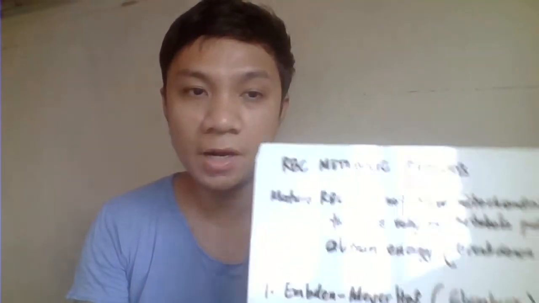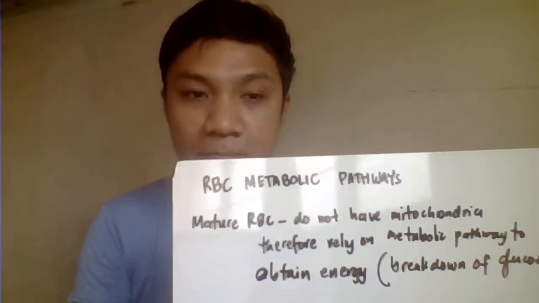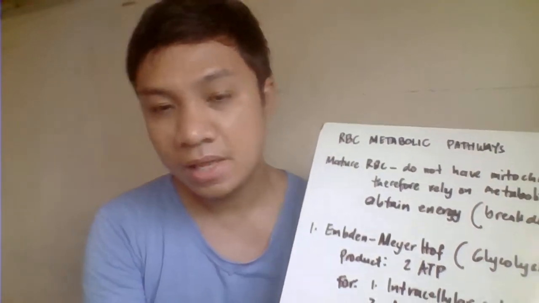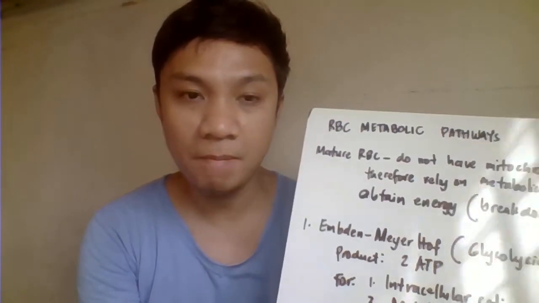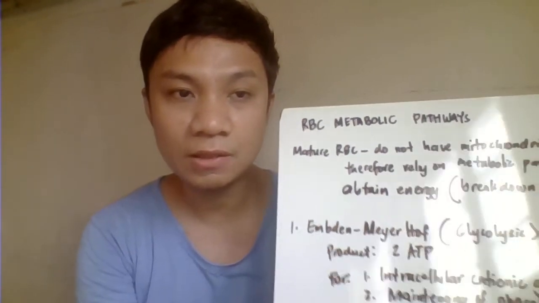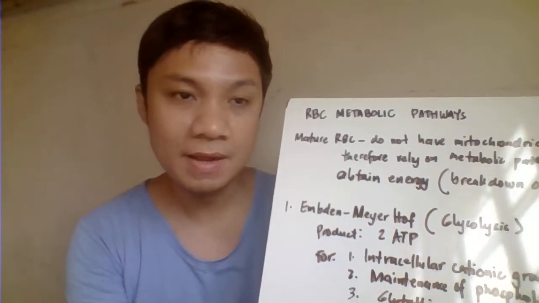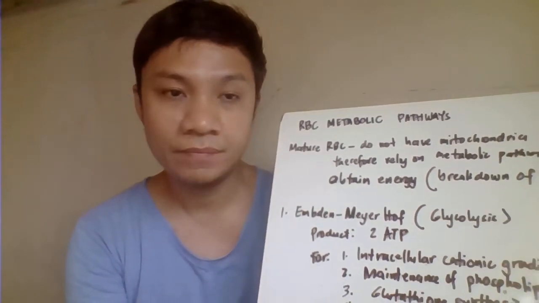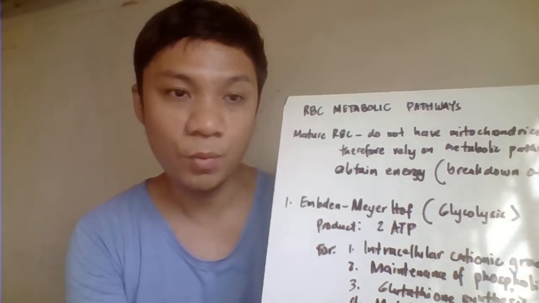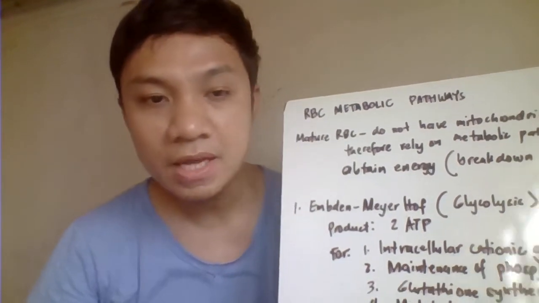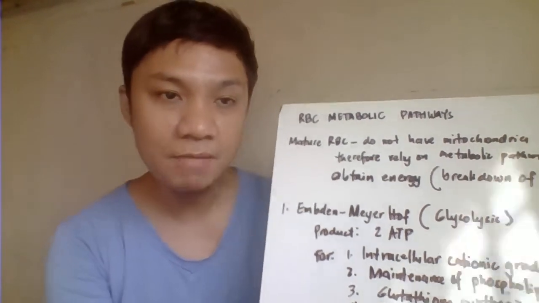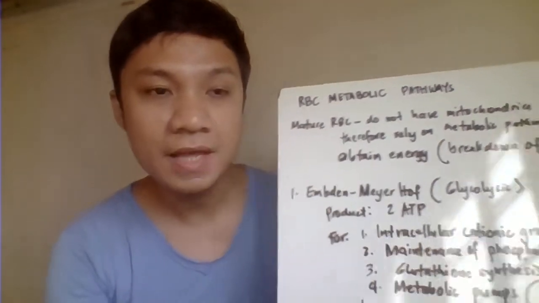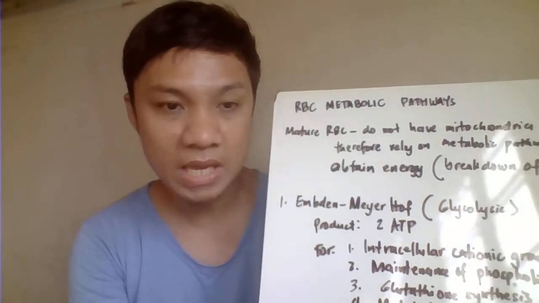Okay, so we're going to discuss the RBC metabolic pathways. These different metabolic pathways are utilized by our mature RBC in order to obtain the necessary products like energy to survive up to 120 days. Remember here that your mature RBC no longer has the nucleus or even the mitochondria, which is the site of some metabolic pathways.